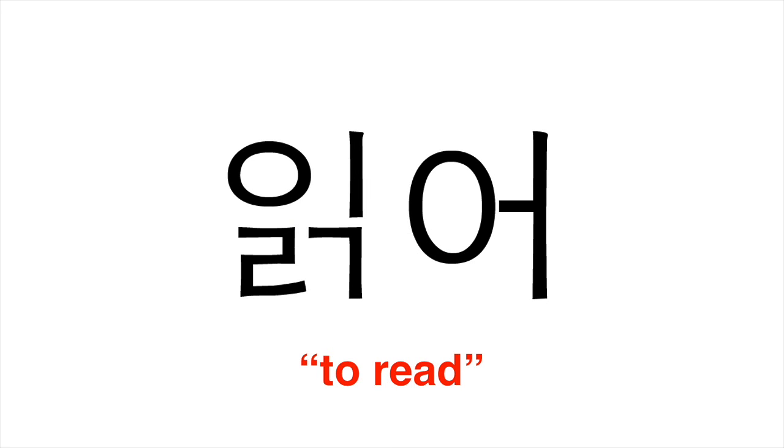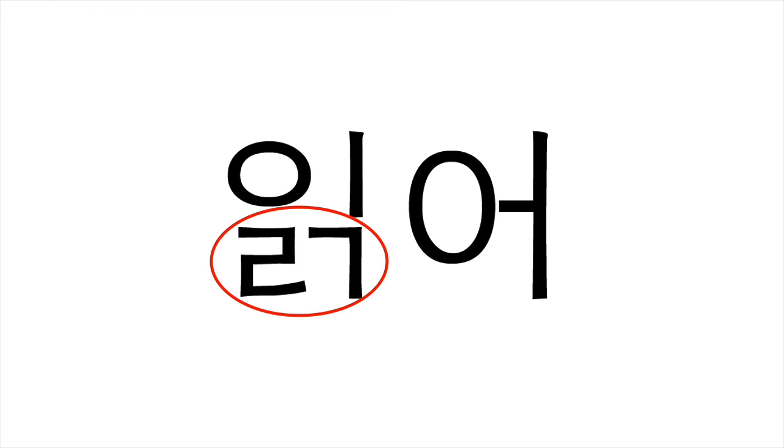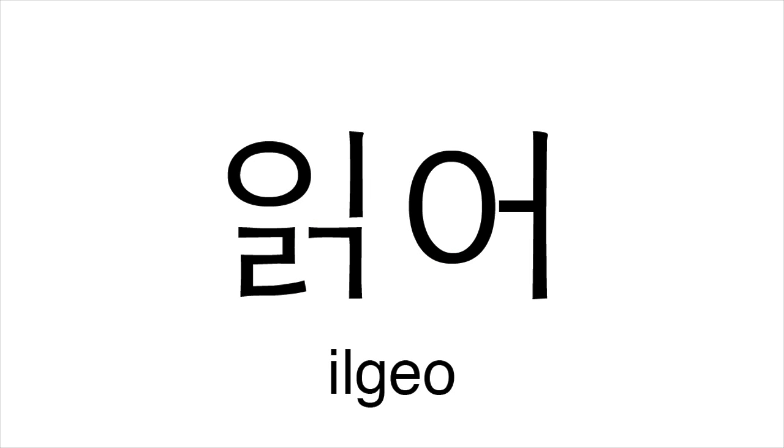Another example is this. This word means to read. There is a rir and kiok at the bottom. You know the drill. The right consonant, which is kiok here, moves over to the next letter. It's pronounced irgo, which sounds a lot like irgo.